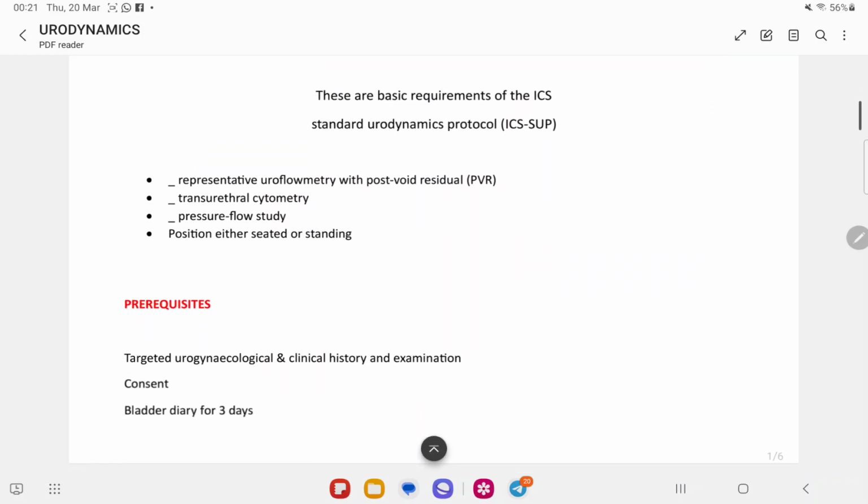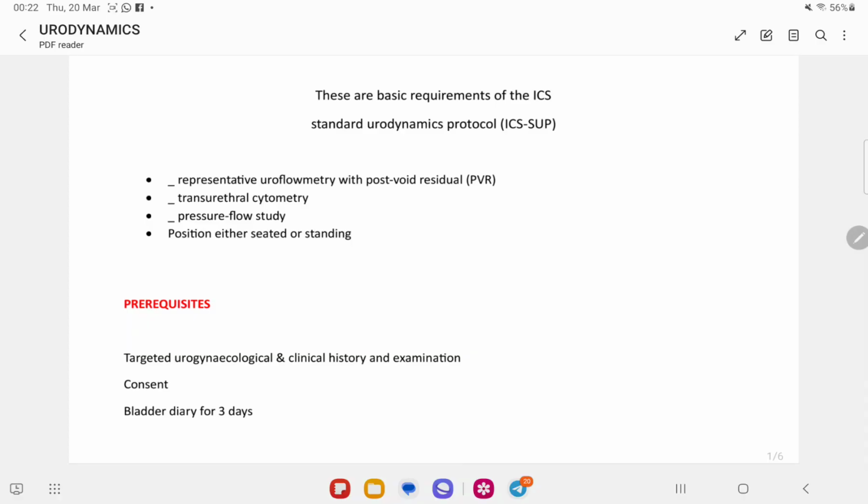Now there are basic requirements for a urodynamic study to be done. A urodynamic study should include uroflowmetry with post-void residual volume. It should have a transurethral cystometry and a pressure flow study. All these are done when the patient is seated or in a standing position, right? So for a urodynamic study to be complete, all these 3 studies should be done. We will be discussing them one by one, okay?